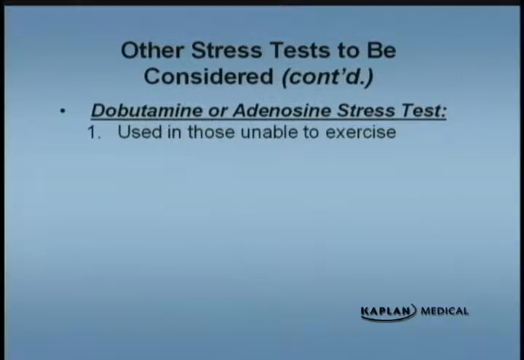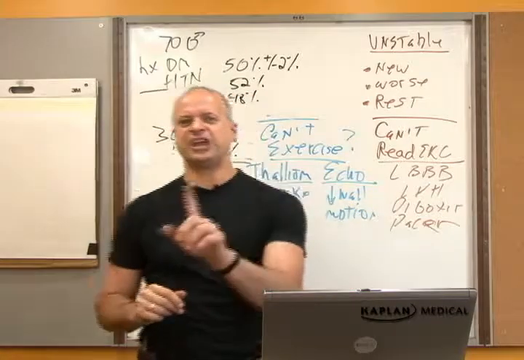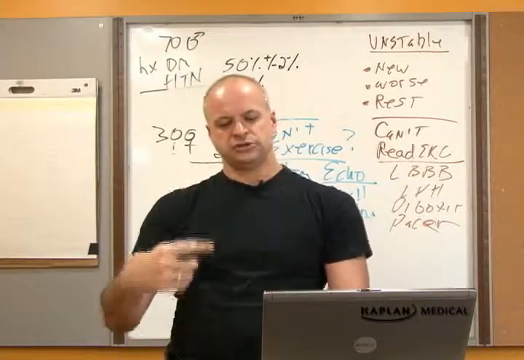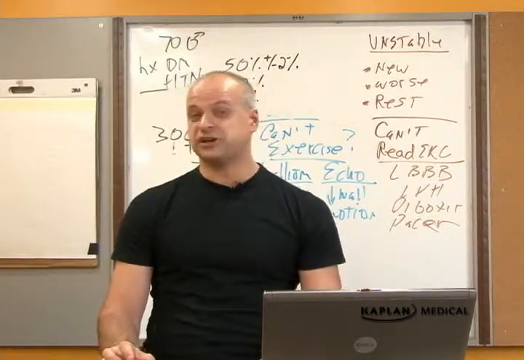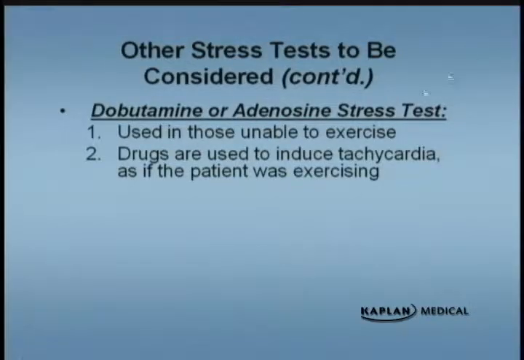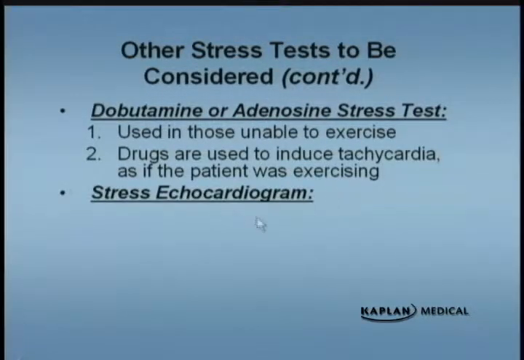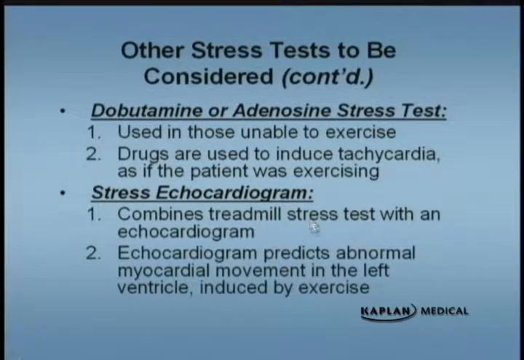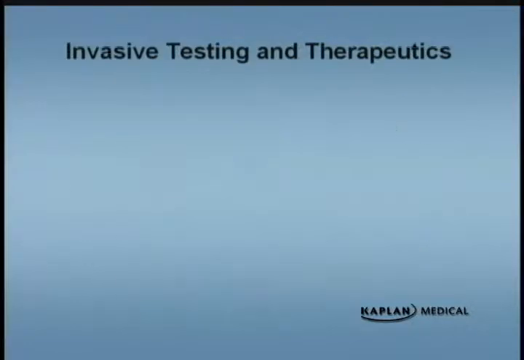Now, dobutamine or adenosine stress testing is based on the fact that dobutamine, as a positive inotrope, will cause increased contractility and provoke ischemia. Dobutamine is an inotrope, contractility, provoke ischemia, and ischemic things stop moving. So on a dobutamine stress test, with dobutamine and with the use of exercise, you should see decreased wall motion. You see this abnormal myocardial movement? That is because it's ischemic, and ischemic things do not move.